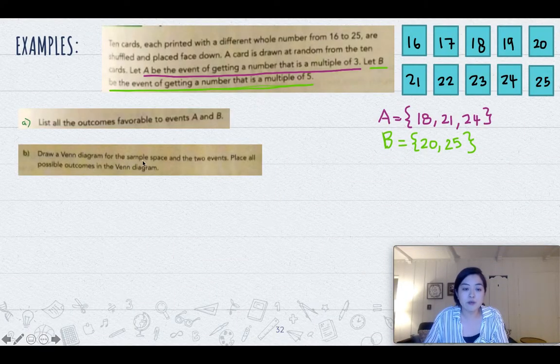Draw a Venn diagram for the sample space and the two events. So remember, the two events are my circles, okay? And my sample space is my rectangle around my circles. Place all the possible outcomes in the Venn diagram.